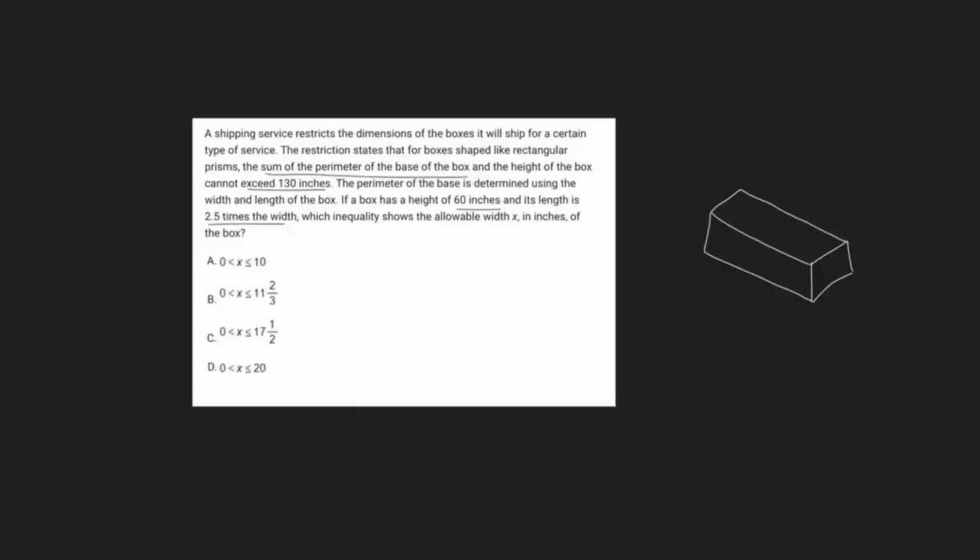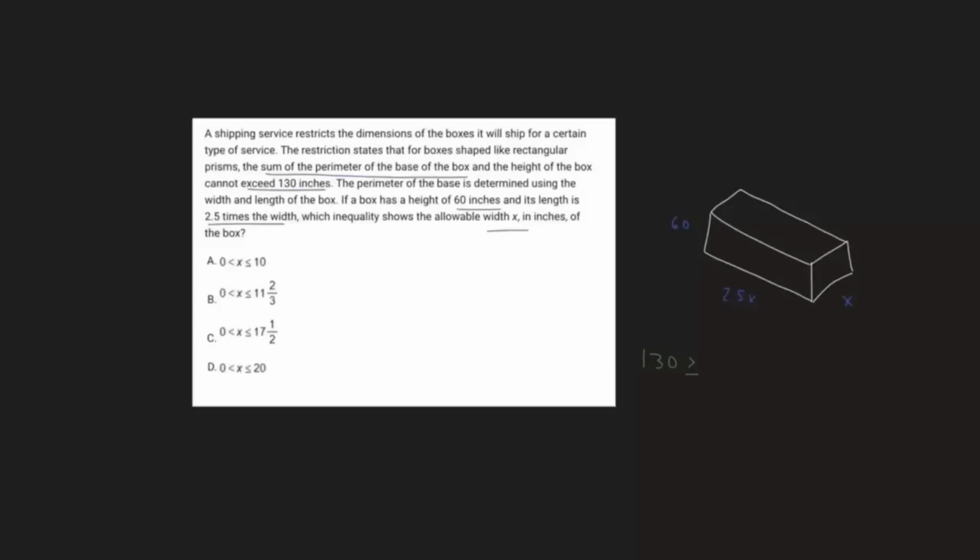Alright, so first off, let's label our diagram, right? So we know the height they give us is 60 inches, so let's just write 60 out here. And then they also give us the width, which is x. Well, we don't really have a value for x, so we'll just label x out here. We know the length is 2.5 times the width, so we just write this as 2.5x, right? And now what we need to do is set up our inequality. So let's use green and write out 130, because it cannot exceed 130, right? Therefore, I'm going to write up the sign like this, but it can be equal to 130. It just can't exceed 130.